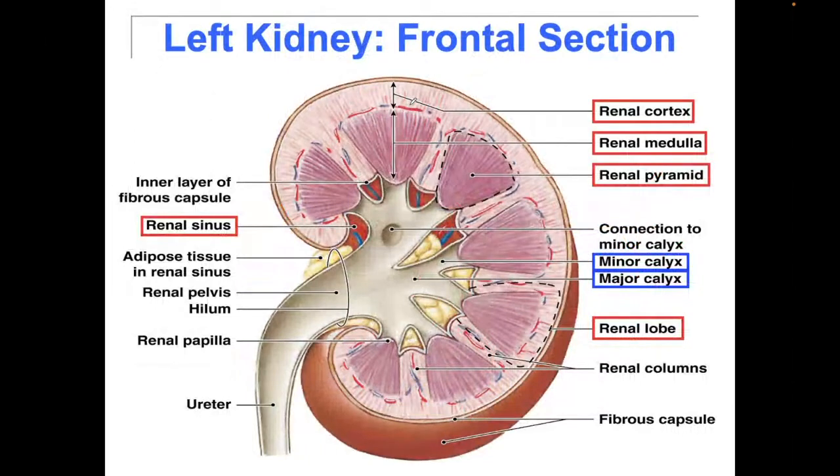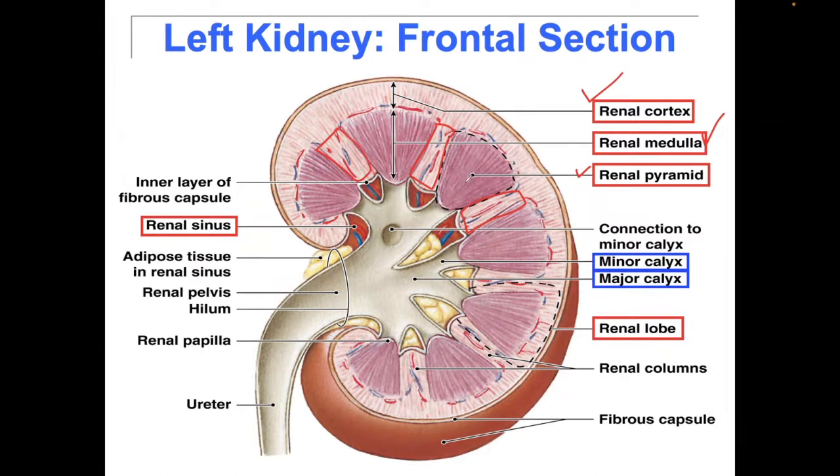So, good overview, good summary again. Renal cortex, outer part. Here's the renal medulla, inner part. This is a renal pyramid. Between each pyramid, this is a renal column. This is a renal column. This is a renal column. Okay, nice and easy to see.